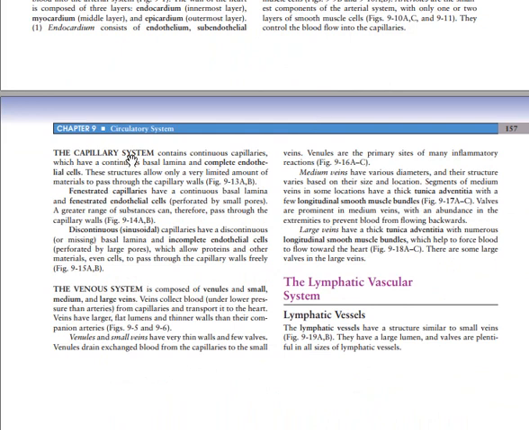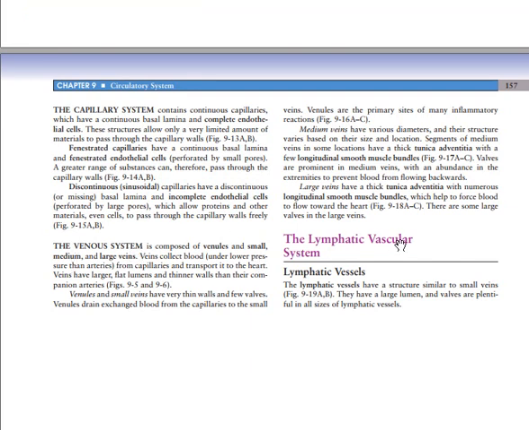Now, for the capillary system, we need to know that generally capillaries are divided into three main types. We have the continuous capillaries, the fenestrated capillaries, and the discontinuous or the sinusoidal capillaries. The venous system is generally divided into the small, the medium, and the large veins. And then lastly, we have the lymphatic vascular system. Generally, we have the lymphatic vessels, the lymphatic capillaries, and the lymphatic ducts.